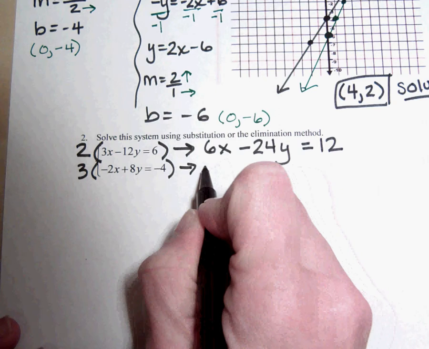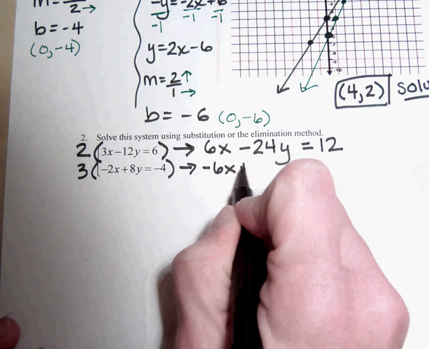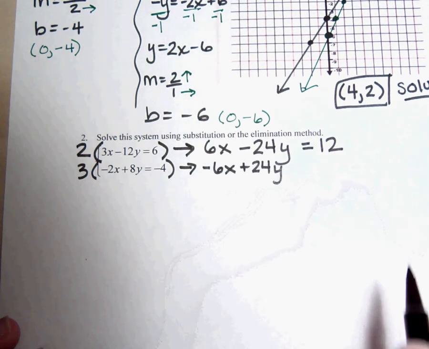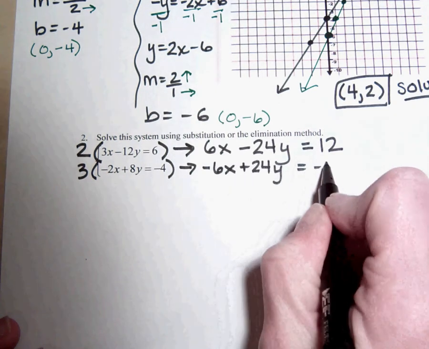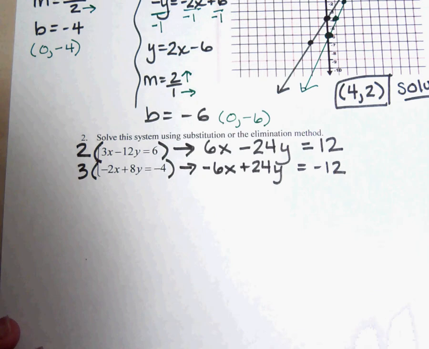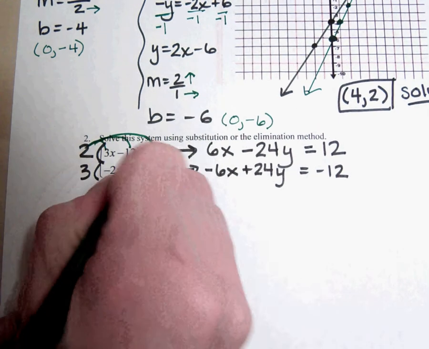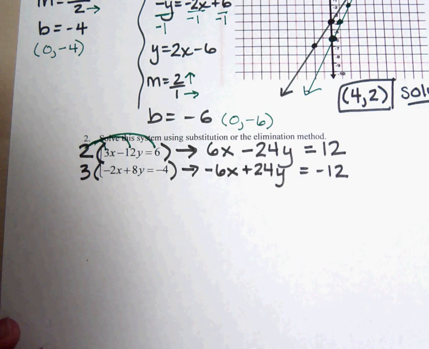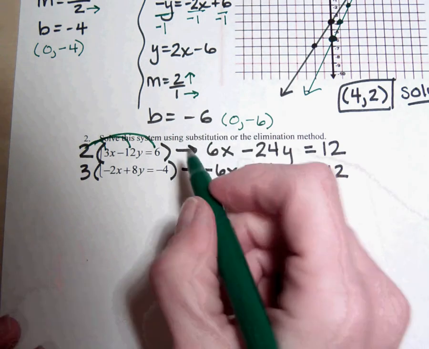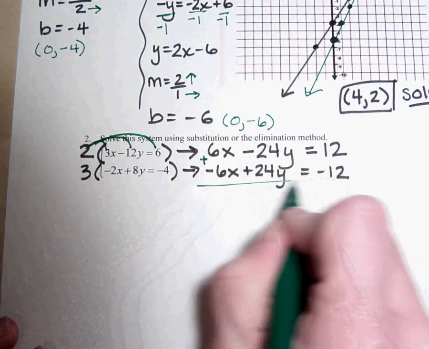And this becomes negative 6x plus 24y equals negative 12. So again, when you distribute, you're distributing it to every single term on both sides of the equation. Alright, now I'm ready to add straight down.